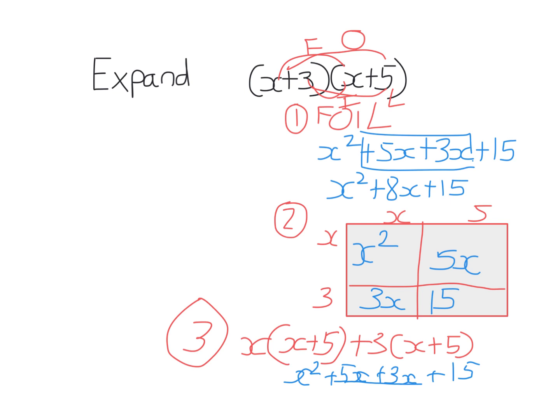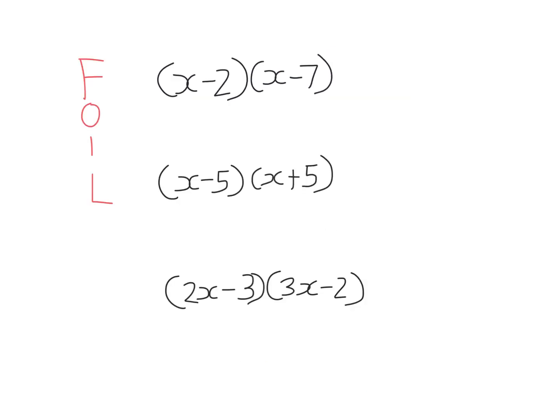All right, let's look at some more examples. Now I'm just going to use the FOIL method. You can use any of the other methods if you like. I'm just going to, for time's sake, use the FOIL method to expand each of these brackets. Once again, expand means I get an expression that has no brackets.